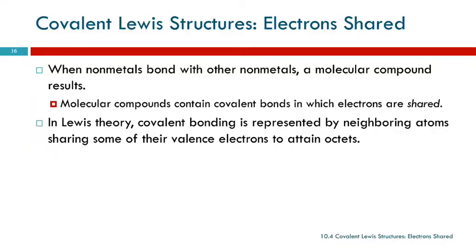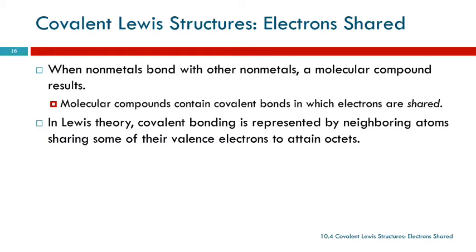So we did ionic compounds. What about the covalent compounds? Covalent compounds happen when we've got nonmetals bonding with each other. We get a molecular compound. So here we have electrons being shared.